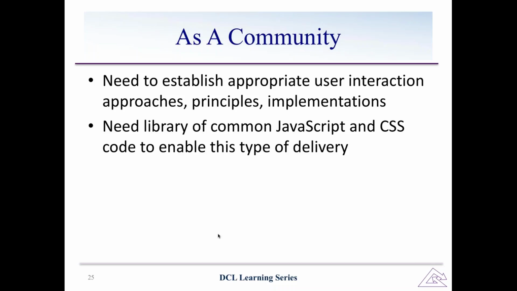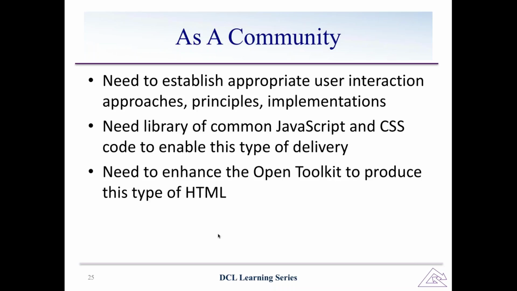That implies that we need a library of common JavaScript and CSS code to enable this type of delivery, right? So here I'm assuming that the primary delivery mechanism is HTML on the web, and that the primary way of implementing the dynamics that we need is through JavaScript and CSS, right? So taking advantage of the web technologies that are in common use, HTML5, JavaScript, CSS, there's no reason we couldn't have as a community a common library, a common set of libraries that make this kind of delivery relatively easy, right? We would need to make this available.